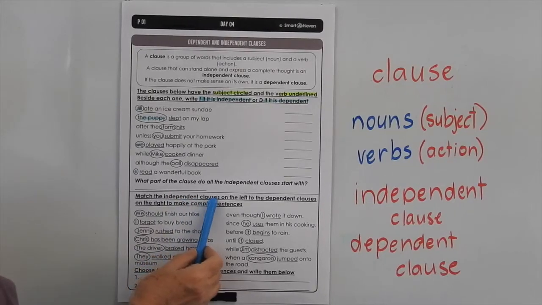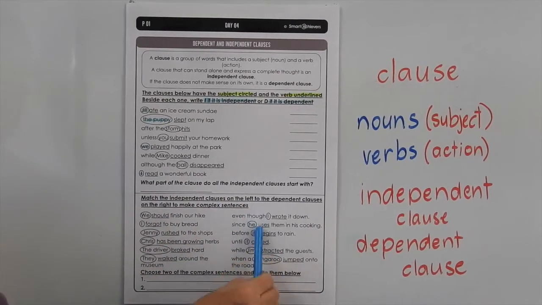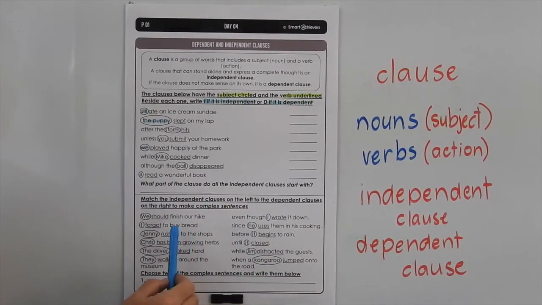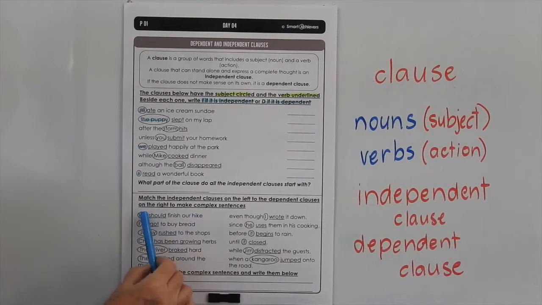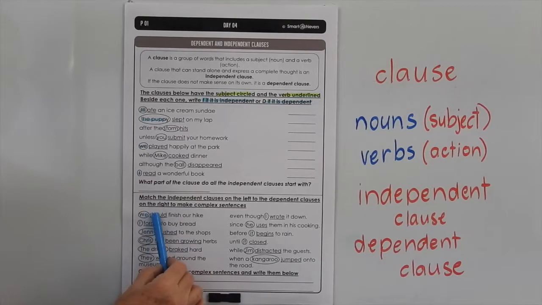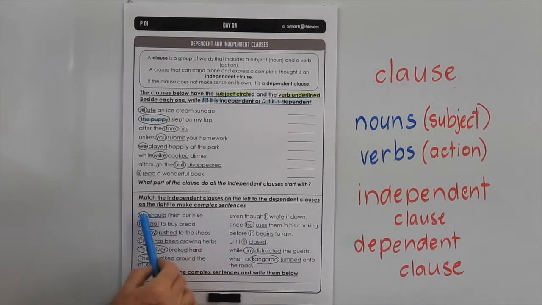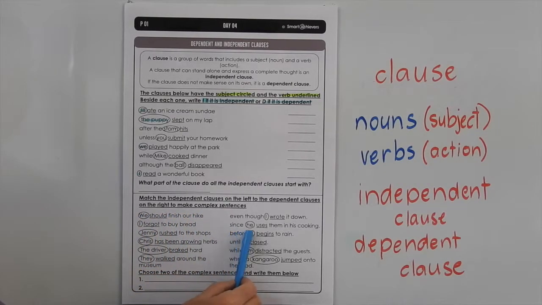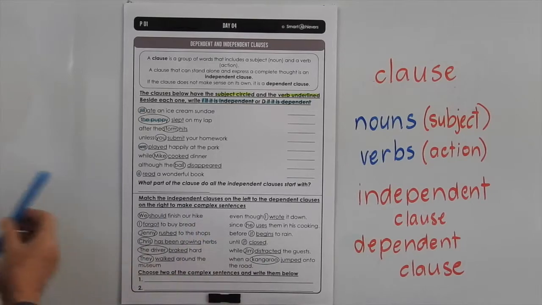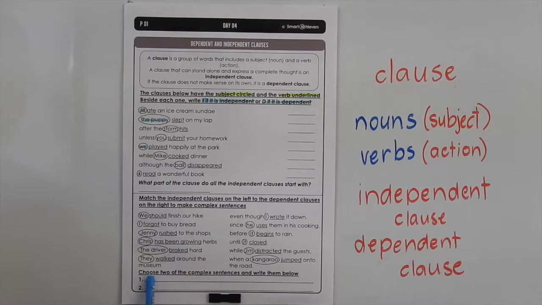Match the independent clauses on the left to the dependent clauses on the right to make complex sentences. So they should be fairly easy. It's just got to make sense. It's got to fit. The dependent clause has to fit the independent clause. So we should finish our hike before it begins to rain would make a lot of sense. Then down here you have to choose 2 of the complex sentences and write them below.